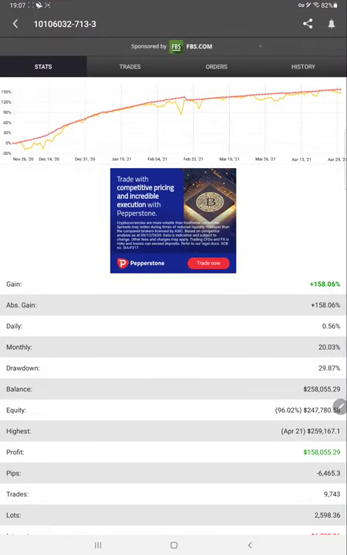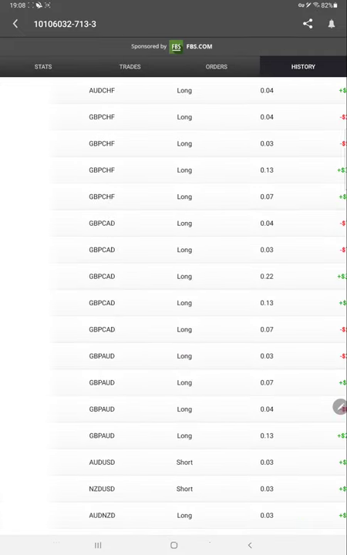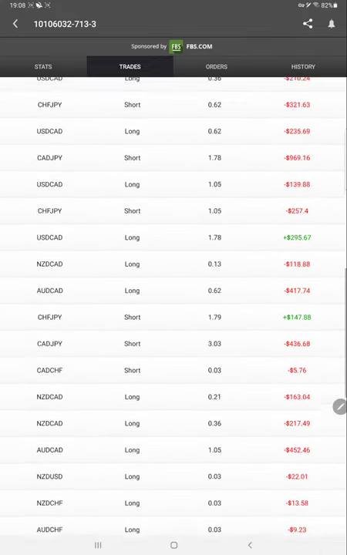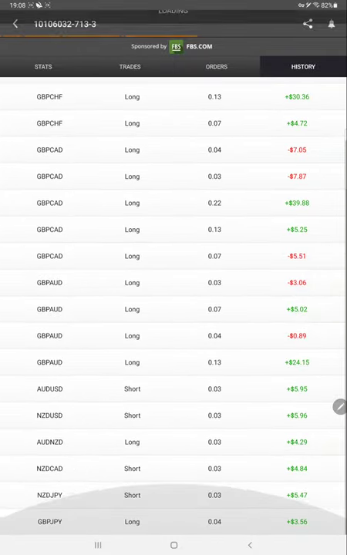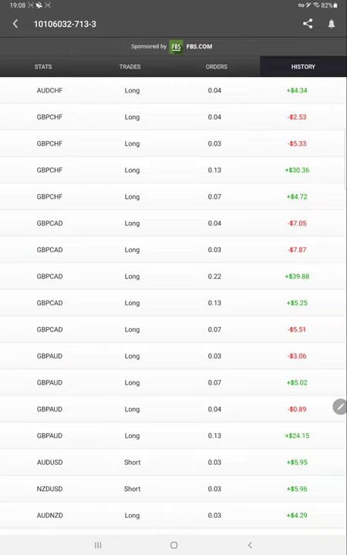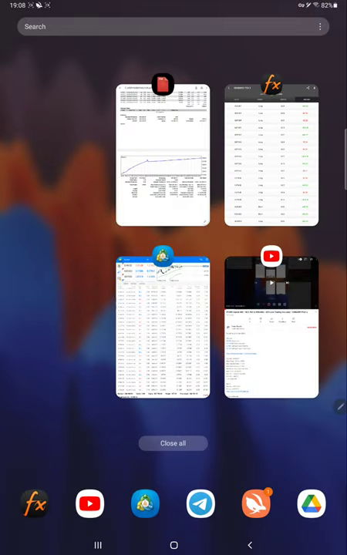So here we have a MyFxBook update where total gain, absolute gain, daily percentage, monthly drawdown, and each and every detail regarding the profit, lot size, trade, order, history, it will be available. And almost 28 pairs trading strategy we are using in this account, so you can get the complete detail in history as well, whether the position is buy or sell, what is the order, lot size, profit and loss history, each and every detail is available there. We'll verify the trading account history.